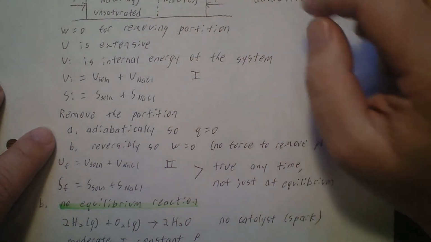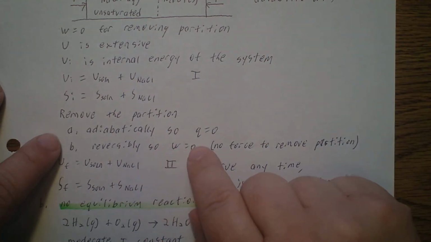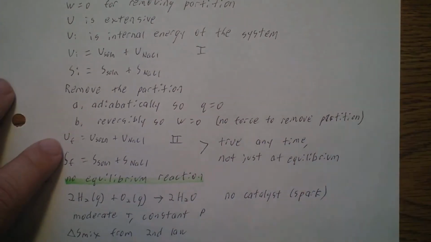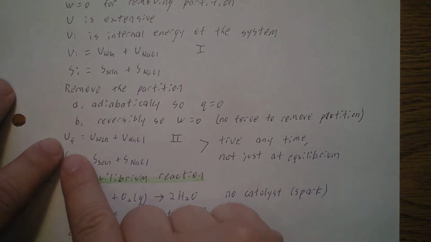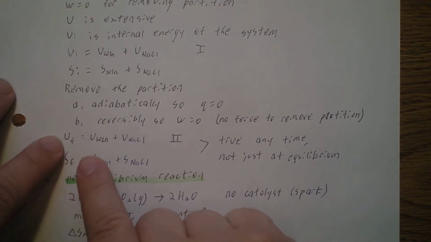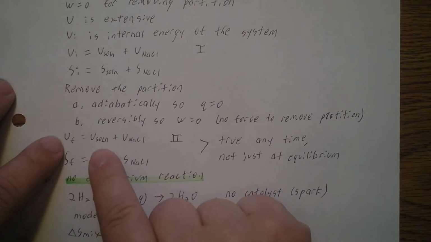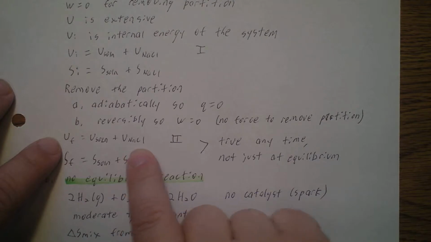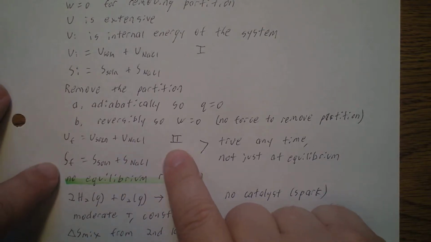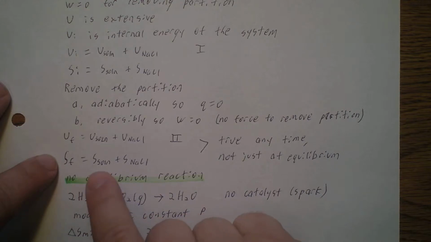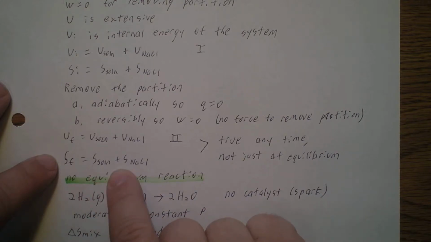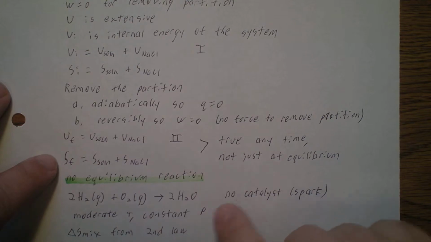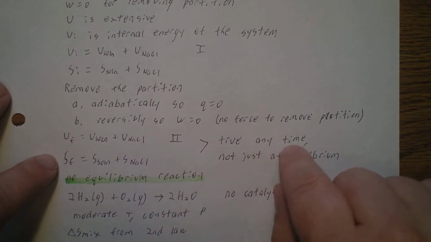Now, like I said, we're going to remove the partition. We're going to do that adiabatically, so Q is equal to 0. And we're going to do it reversibly, so work is equal to 0. It doesn't take any force to just remove the partition. Now, what about our final state? The internal energy of the final state is going to be the internal energy of the solution plus the internal energy of the sodium chloride, salt. We'll call that equation 2. And the final entropy is also going to be the entropy of the solution plus the entropy of the sodium chloride. Now this is true at any time, not just at equilibrium.